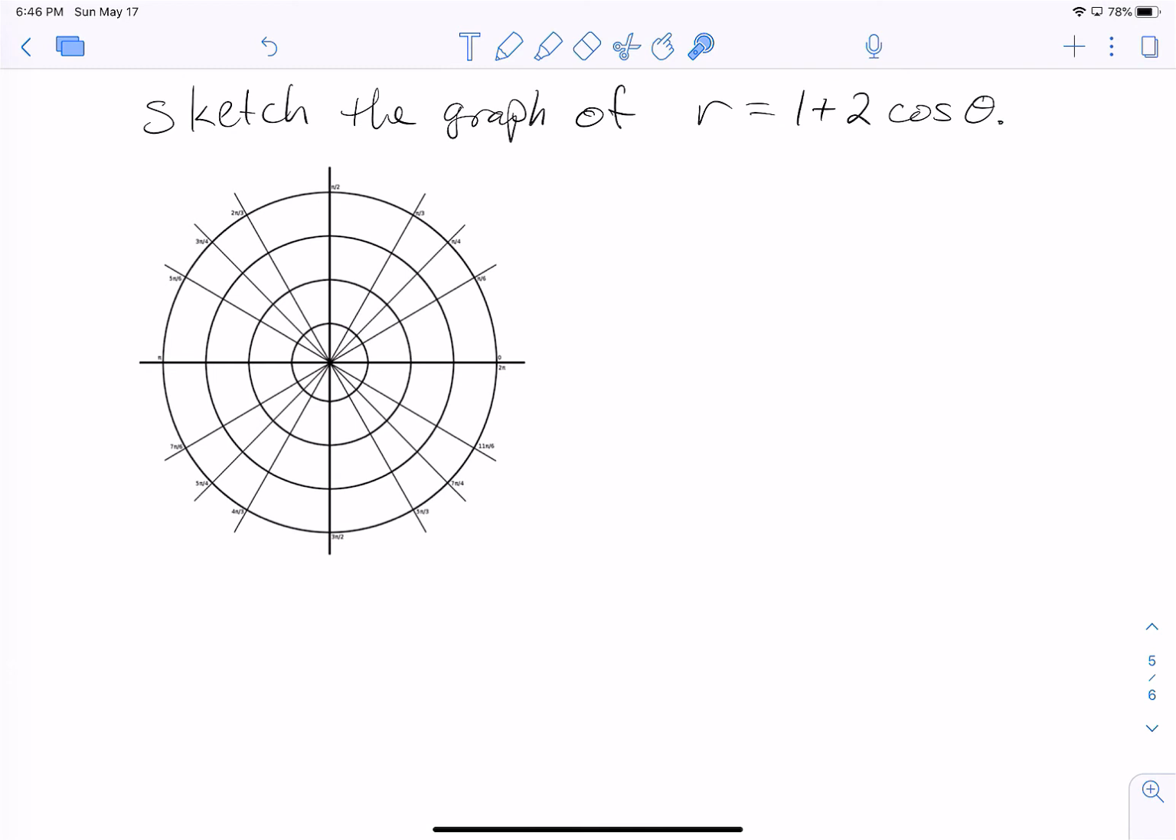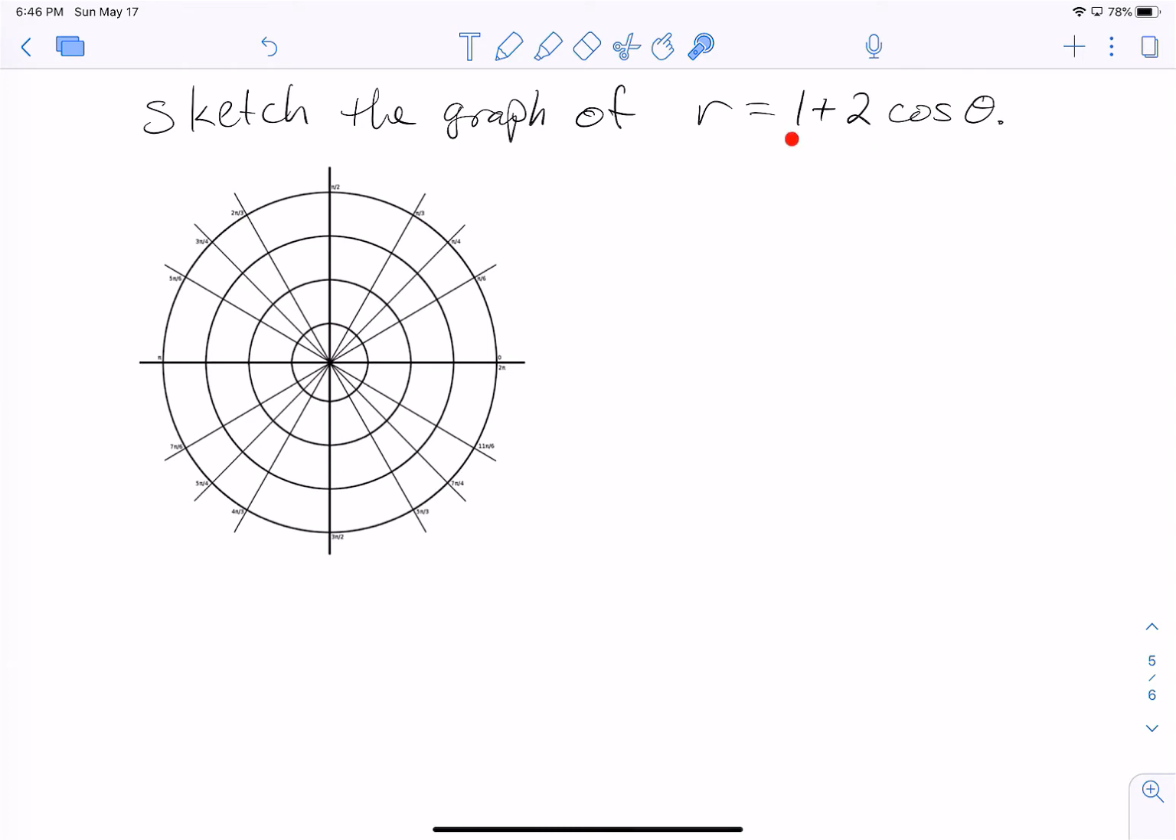We're going to sketch the graph of r equals 1 plus 2 times the cosine of theta. We're going to do it a couple of different ways. We'll get the same graph. But what I want to remind you of is that this is one of the types that we saw before, as I called it, a common type.